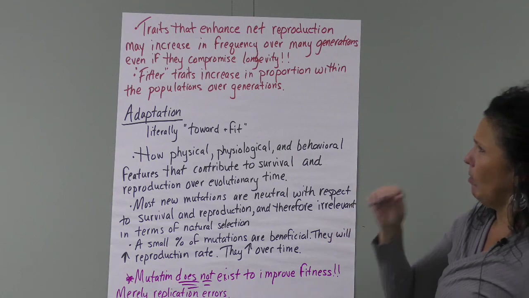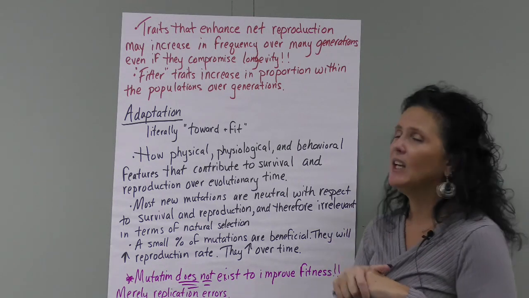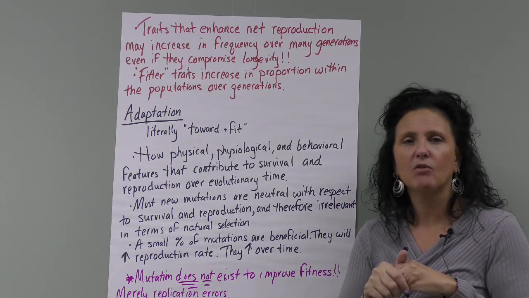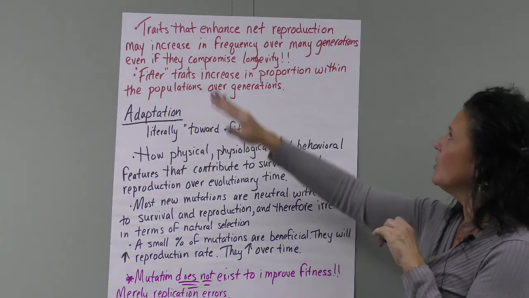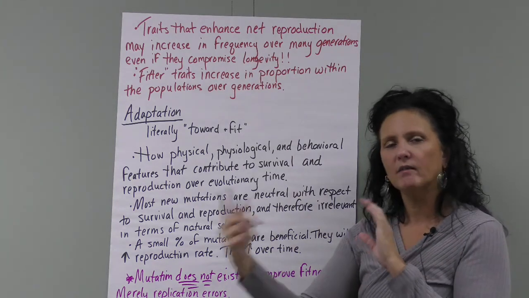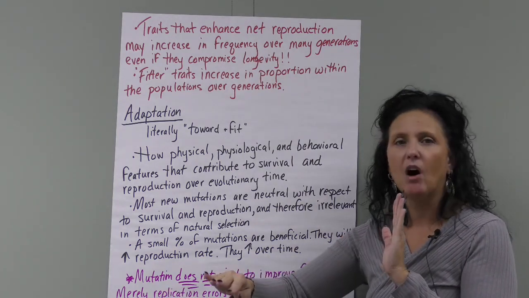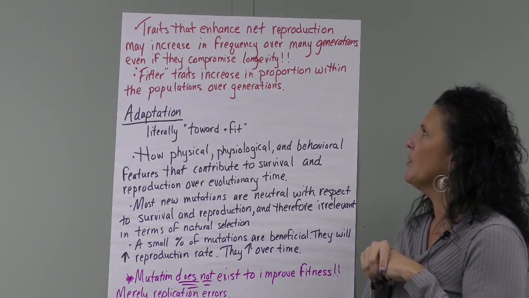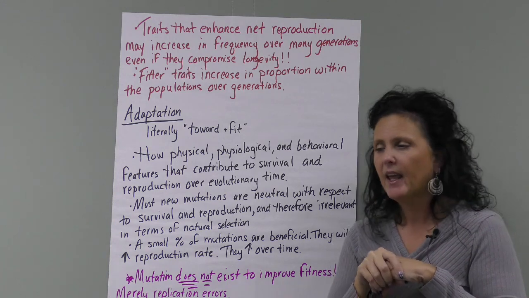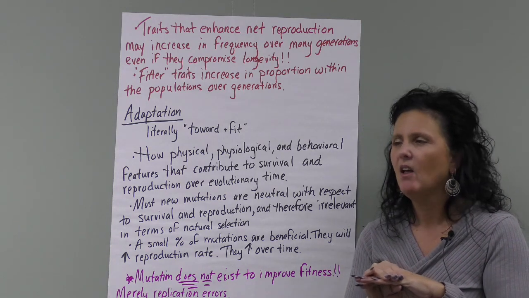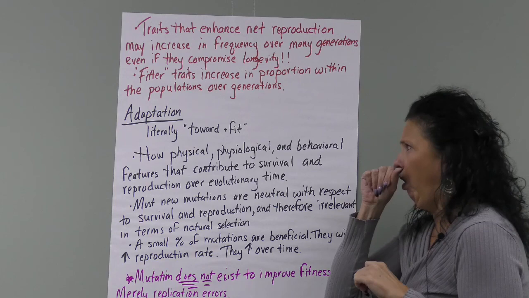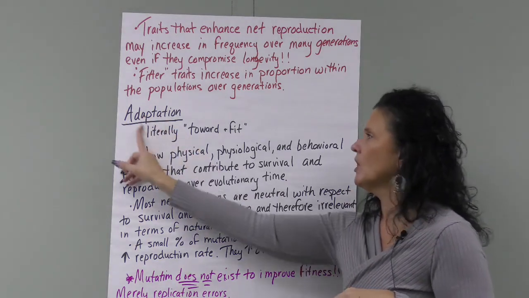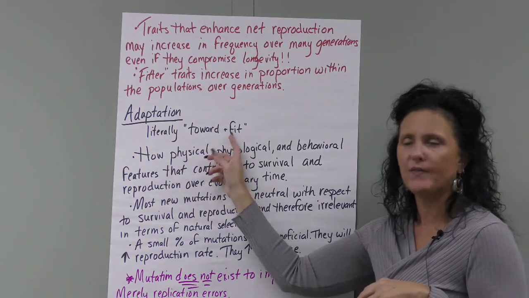Traits that enhance net reproduction may increase in frequency over many generations, even if they compromise longevity. Meaning that if they're going to increase in frequency, if we get more of that species, even if they don't live as long. That's what that means. So fitter traits increase in proportion within the population over generations. And you hear people call it survival of the fittest, and that's not really what it is. Adaptation means, literally, when we look at the word, towards fitness.